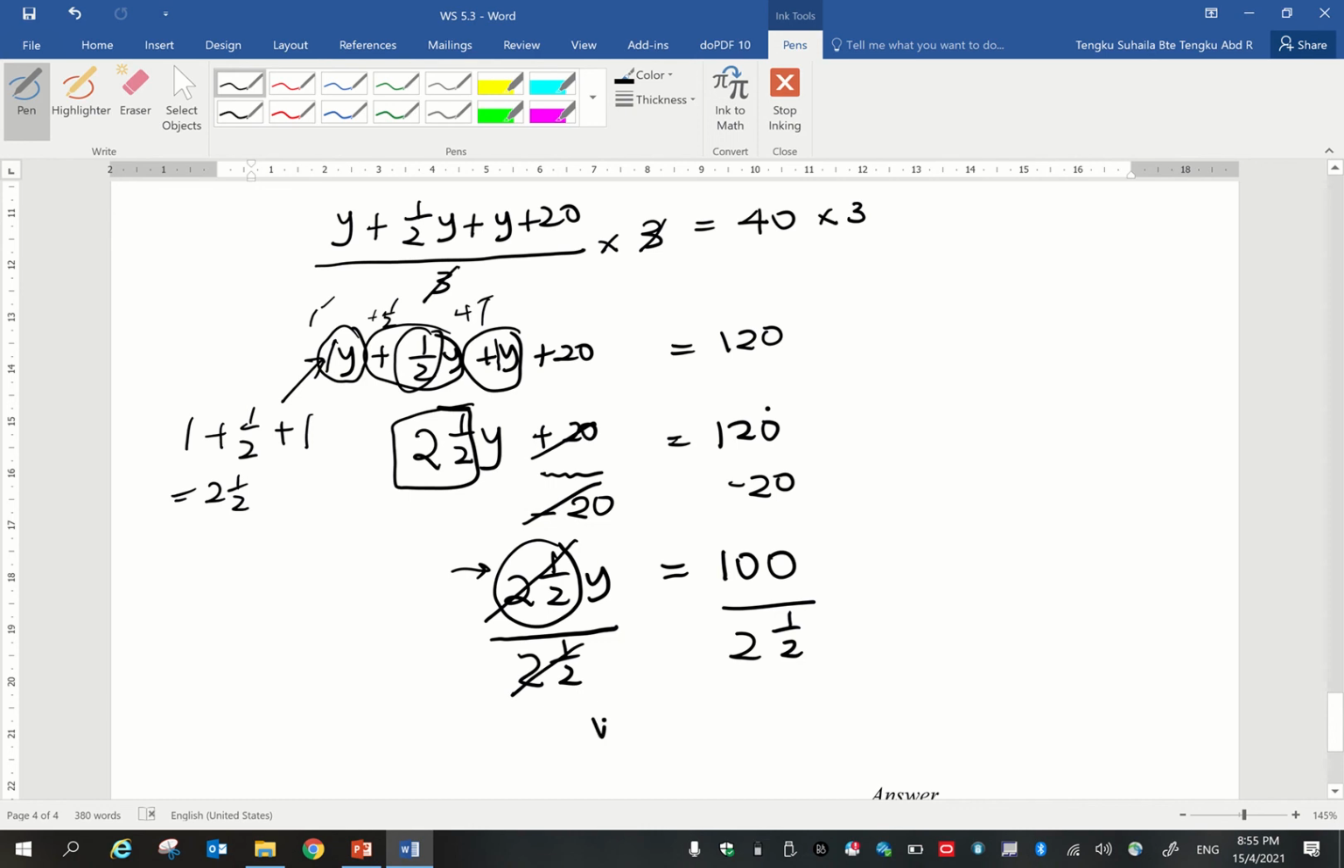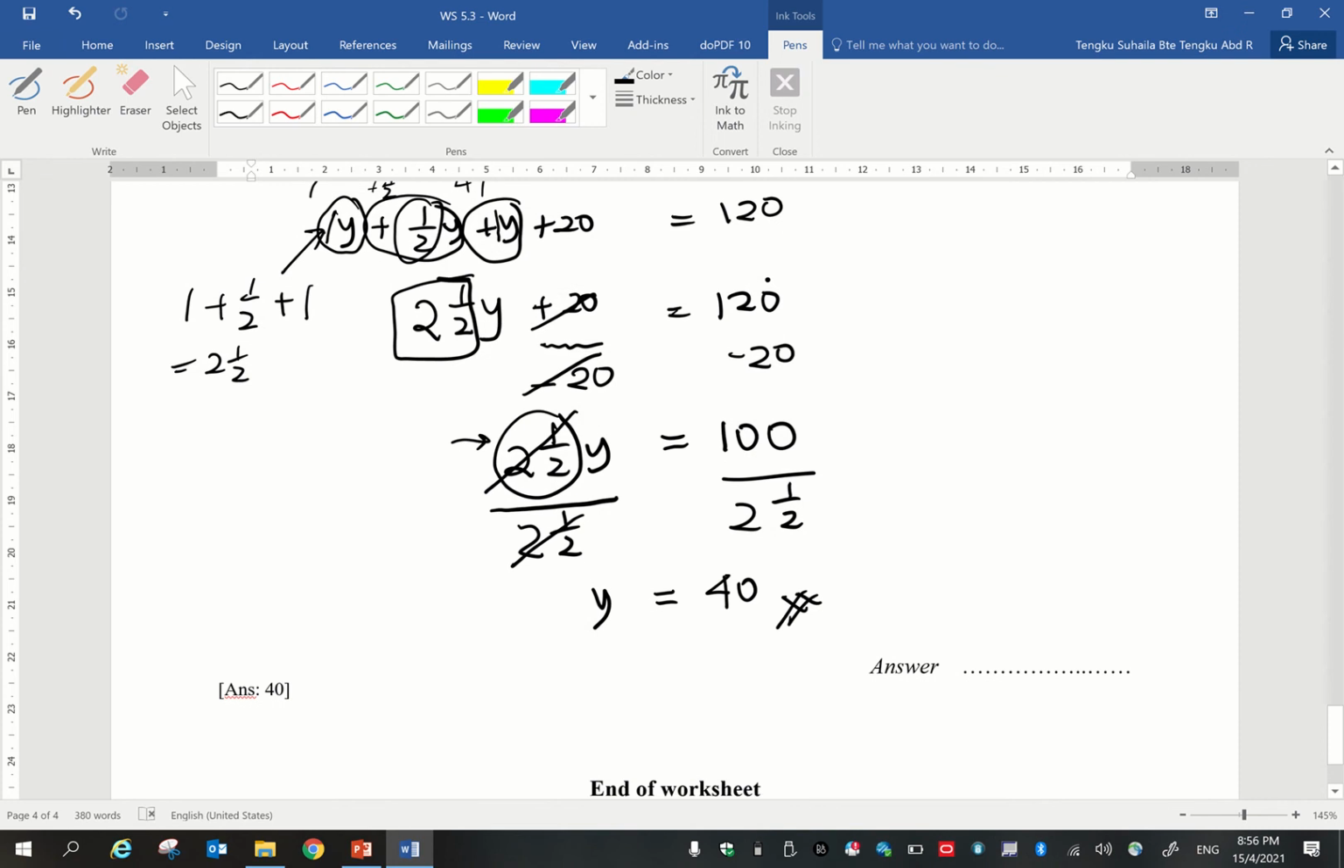Okay? So if I divide, the good news is 2.5 divided by 2.5, it's gone. It's just 1y. Now what is 100 divided by 2.5? Use your calculator, guys. The answer is 40. And we have solved the equation. Yay! Congratulations. So over here, the answer will be 40, which is what they want us to find.